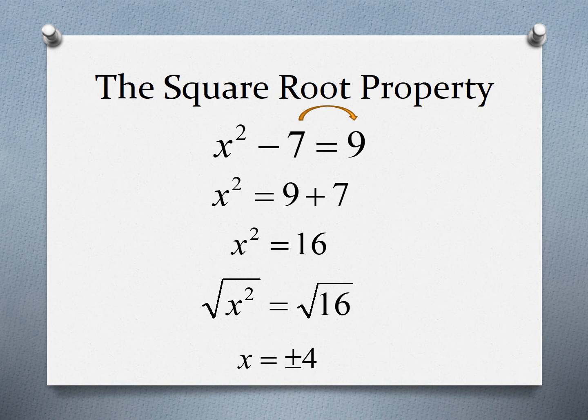And the square root of 16, or what number was multiplied by itself to make 16, it could have been positive 4, it could have been negative 4. There are two solutions to this problem that make a true statement: x is equal to positive 4, and x is equal to negative 4.